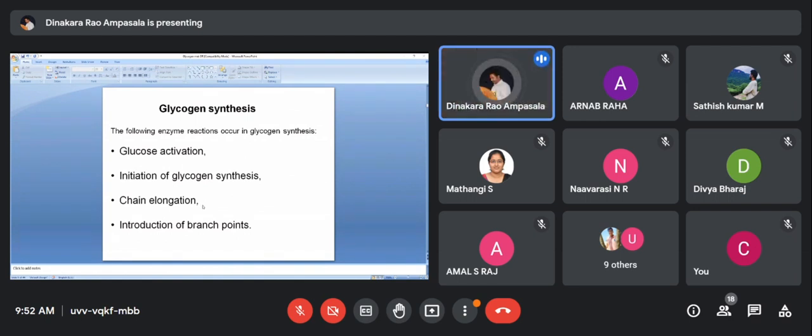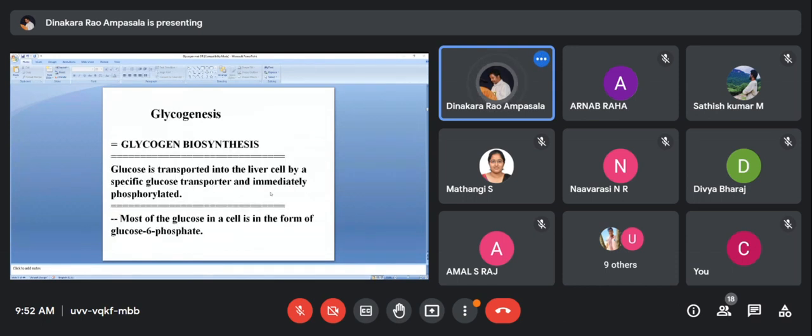So once chain elongation, linear alpha-1,4 structures are synthesized to a certain length, immediately a branch point has to be introduced so that more glucose molecules can be added to this polymer. Some enzymes are involved in the introduction of branch points. Once branch points are added, many glucose molecules can be added to these branches. That is the advantage of having branch points in the glycogen structure.